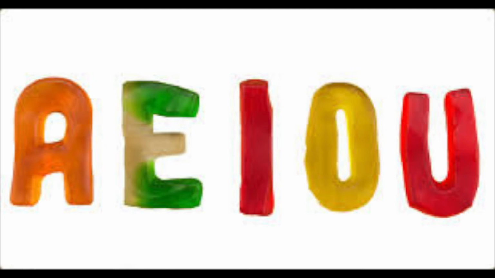We are vowels A, E, I, O, U. We are 5 letters, but 20 phonemes.